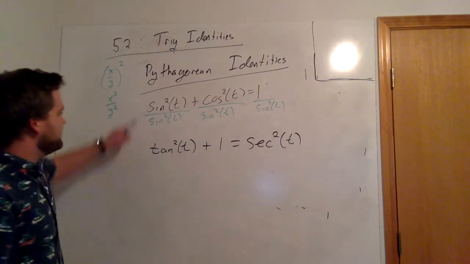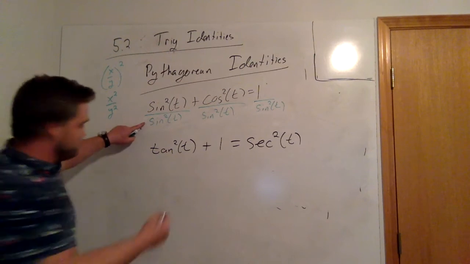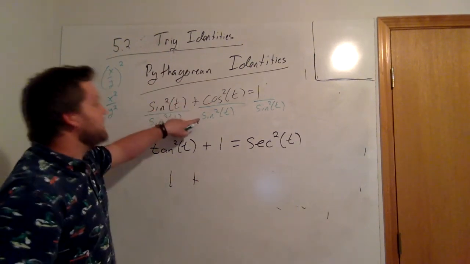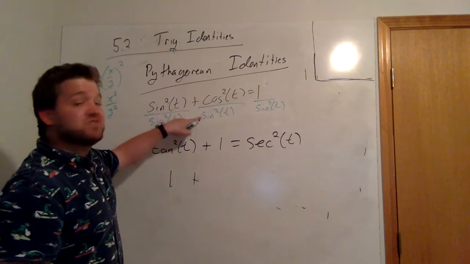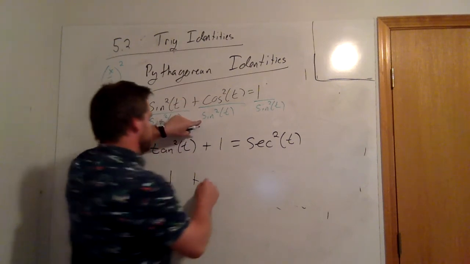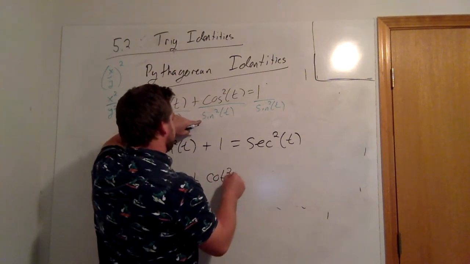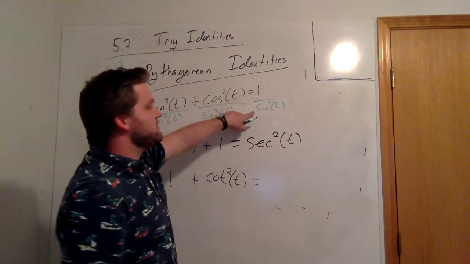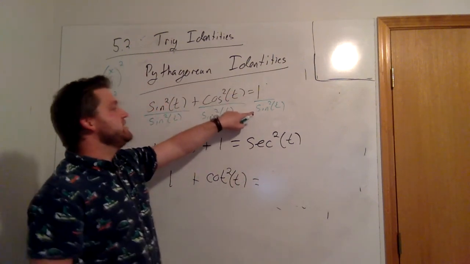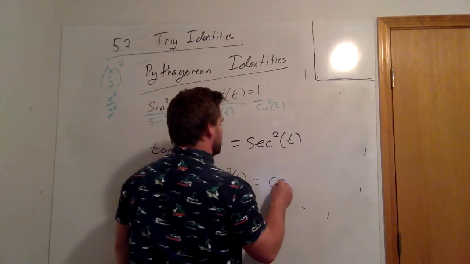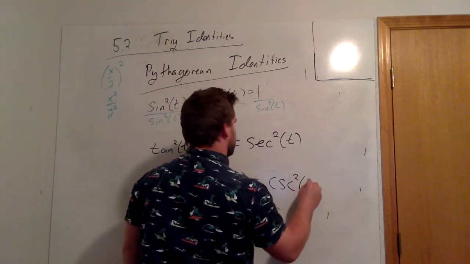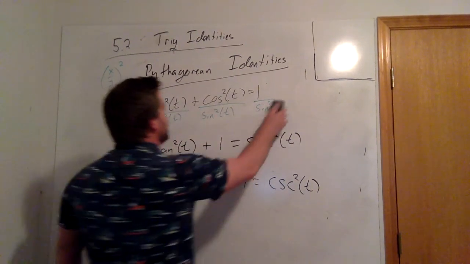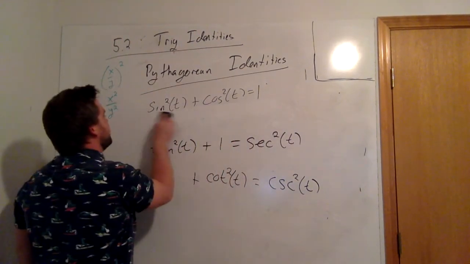So in this case, we'll have sine squared over sine squared, that's just 1, plus this will be cosine squared over sine squared. Cosine over sine is cotangent. This will be cotangent squared of t is equal to, this is 1 over sine squared, 1 over sine is cosecant. This will be equal to cosecant squared of t. And here we have it, the 3 Pythagorean identities.